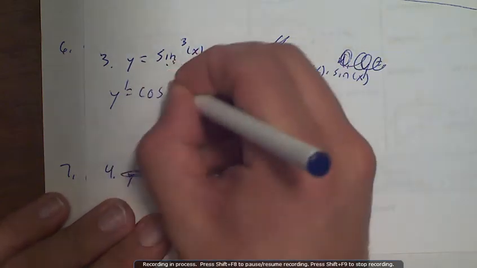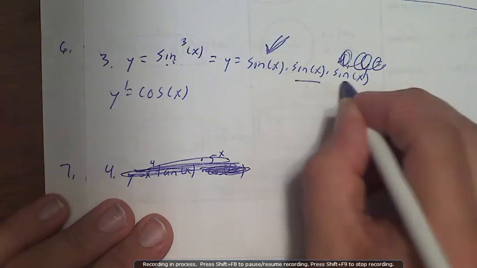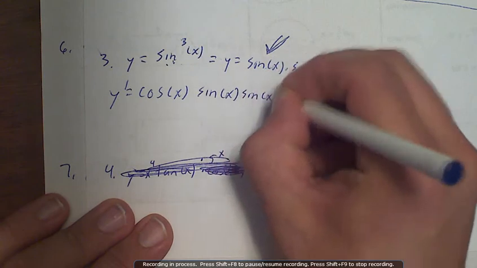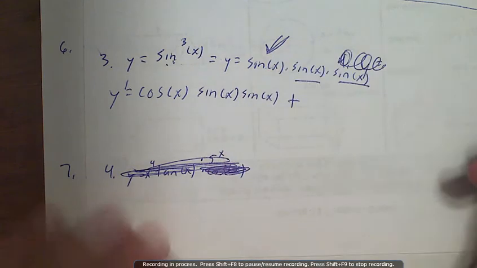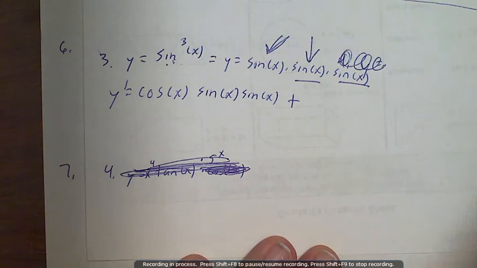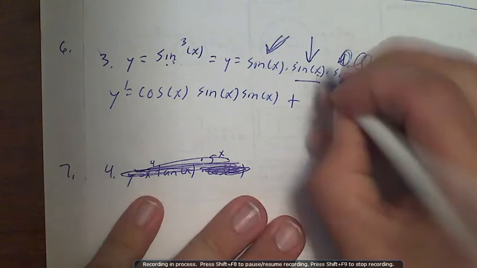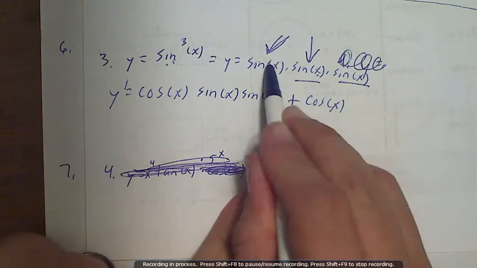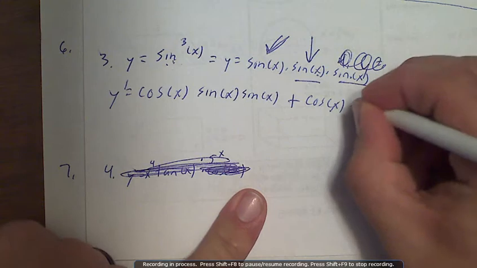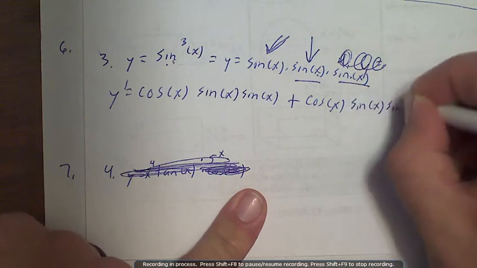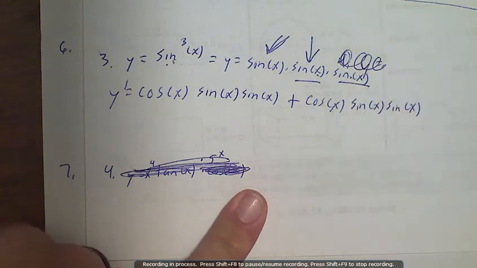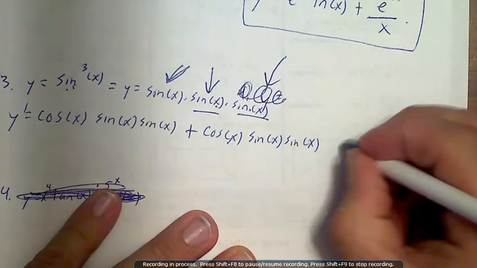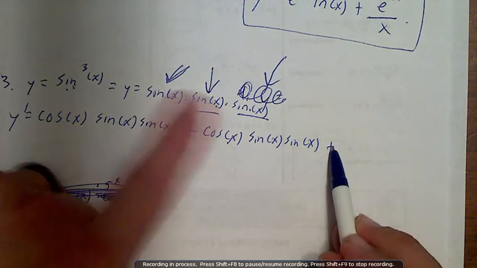Plus, now I'm going to do the derivative of this guy. Derivative of sine is cosine. And then you leave the rest. So what is the rest? Sine and sine. And last, take the derivative of the third piece. So if I leave the rest, sine, derivative of sine is cosine, and that's your product. The calculus is done.